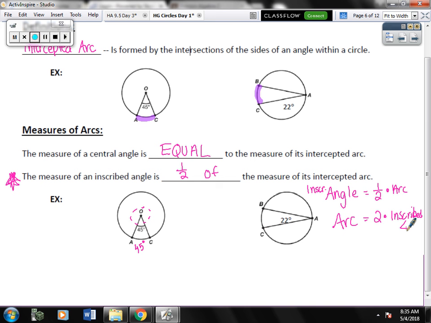So in this example, they give us the angle, and you can see how it looks like a greater than symbol? The less than will be in the smaller part, and the bigger one will be on the outside. Since we're going from the angle to the arc, you're making it bigger, so this would be times 2, which would get me 44. If I gave you the arc, you would divide by 2 to find the angle.